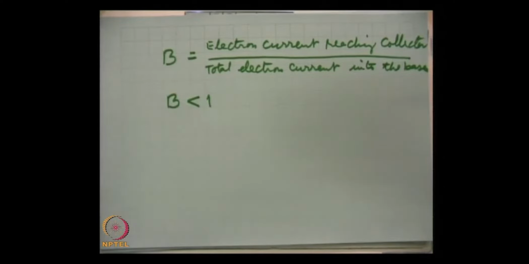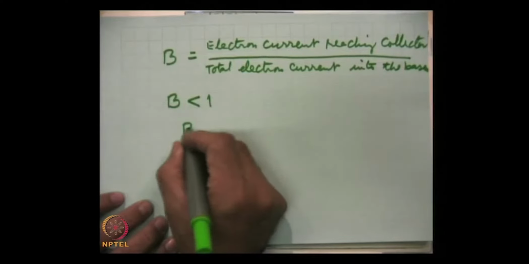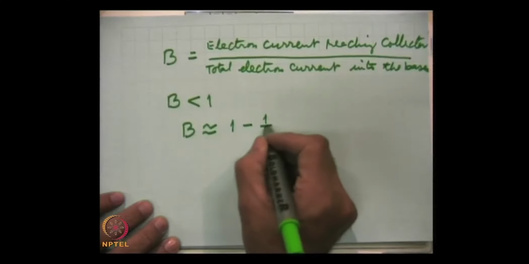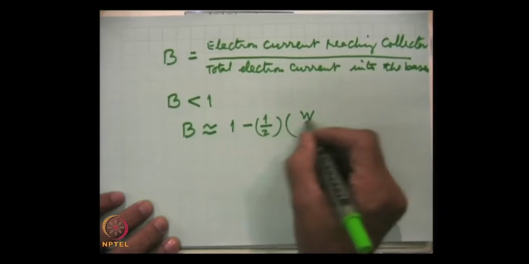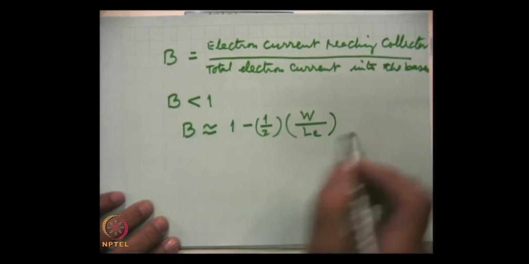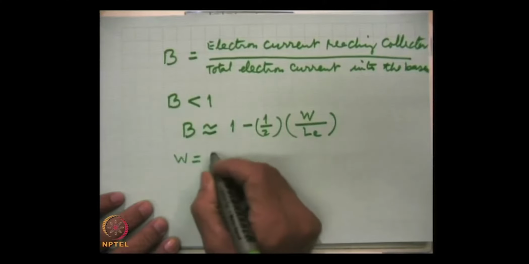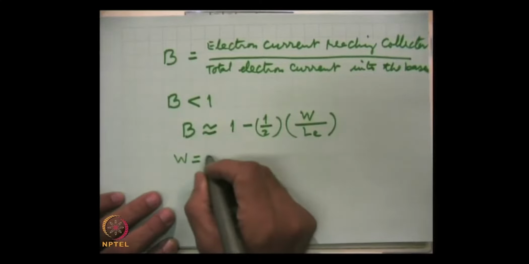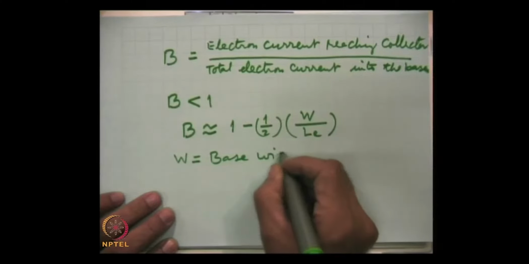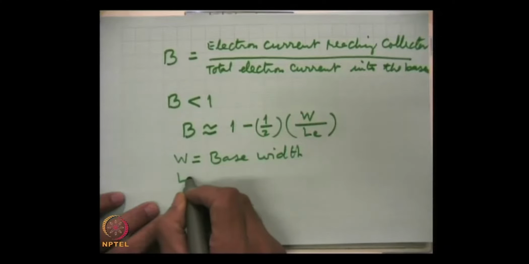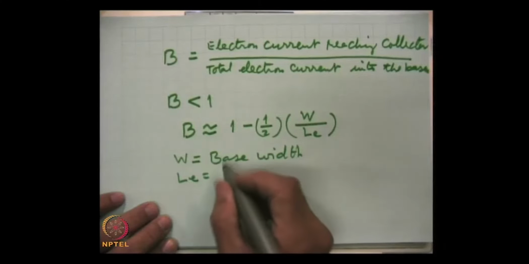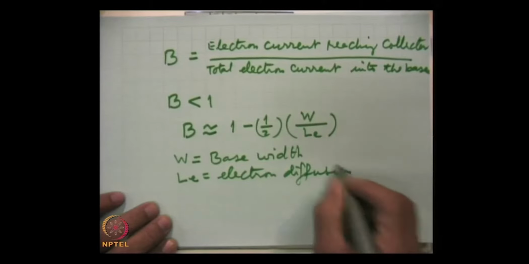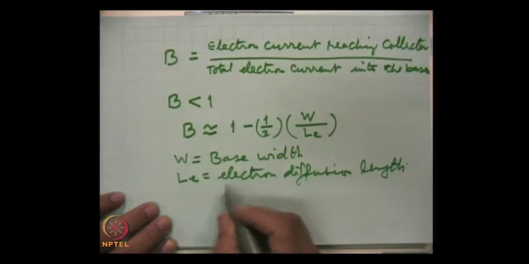The detailed analysis shows that B is very closely equal to 1 minus half W by L E, where W is the base width and L E is the electron diffusion length in the base region.